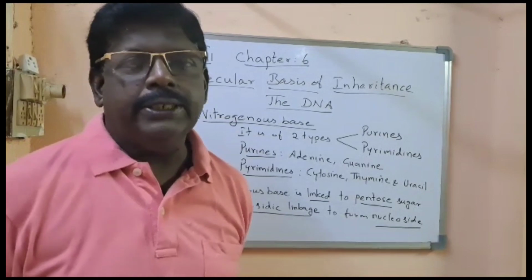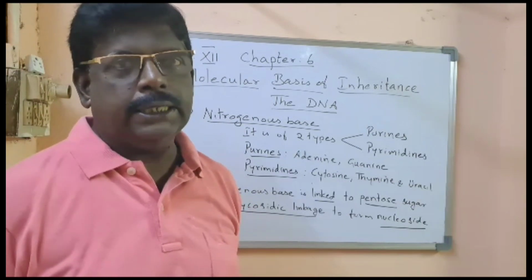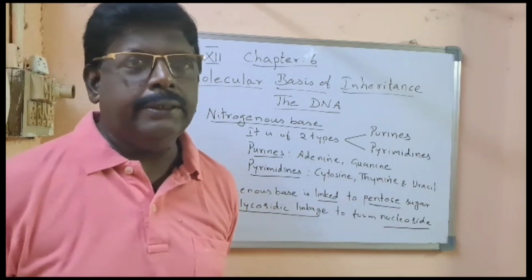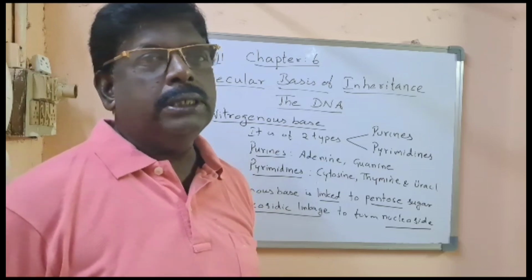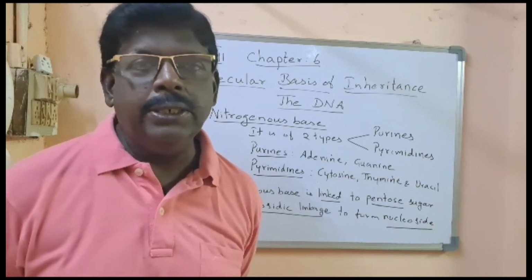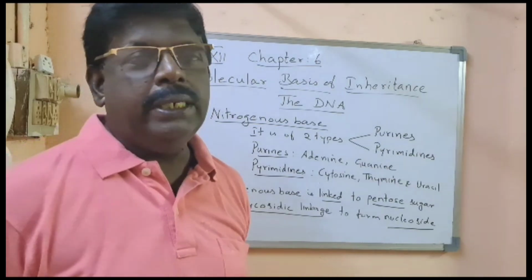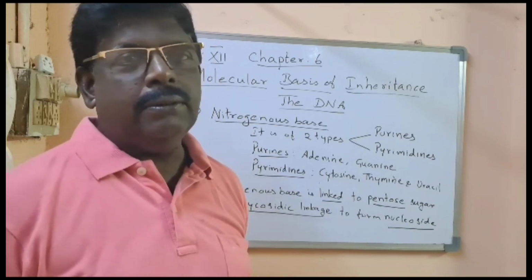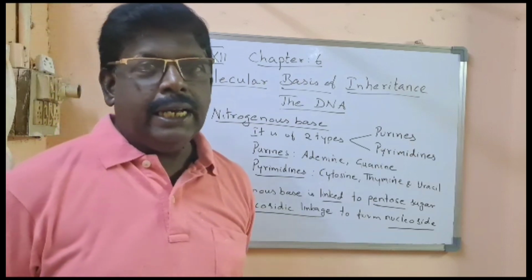So let us see nitrogenous base. Nitrogenous base has two types, purines and pyrimidines. Purines include adenine, guanine. Pyrimidines include cytosine, thymine, uracil. In case of RNA, instead of thymine, uracil will be present. So that is one change in RNA, whereas DNA contains thymine.